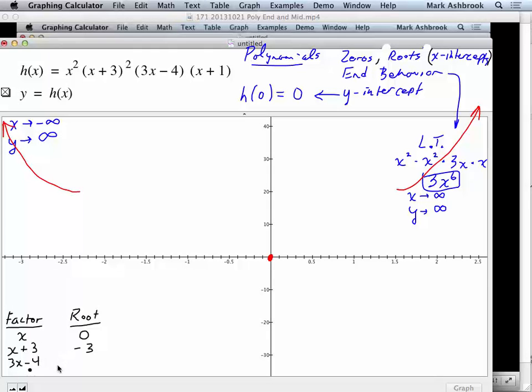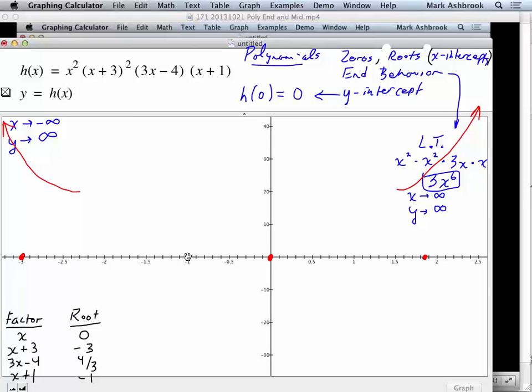3x minus 4, corresponding root 4/3. Last one, x plus 1, corresponding root -1. All right, so we've got roots or x-intercepts at all these values: 0, -3, 4/3, -1. So that's all we've talked about so far.